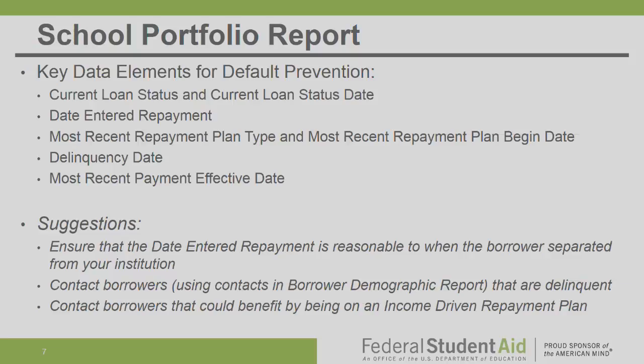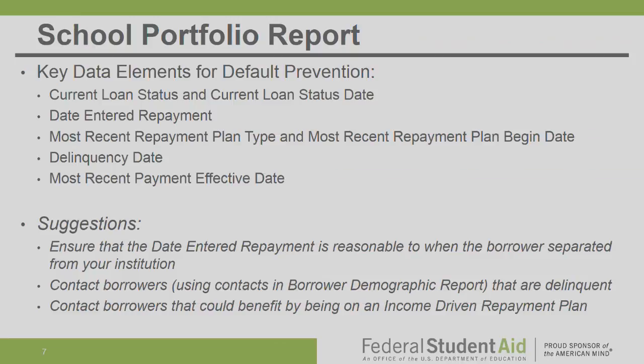And then I mentioned the most recent payment effective date. So if the borrower did make a payment, the last time the borrower made a payment will also be included in this report. It coincides with the delinquency date in many circumstances. The delinquency date is probably going to be 31 days after the most recent payment date. Maybe not.